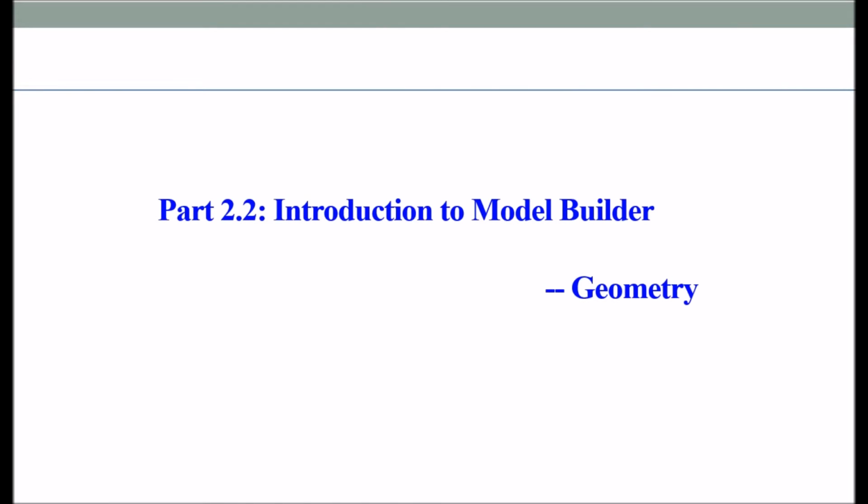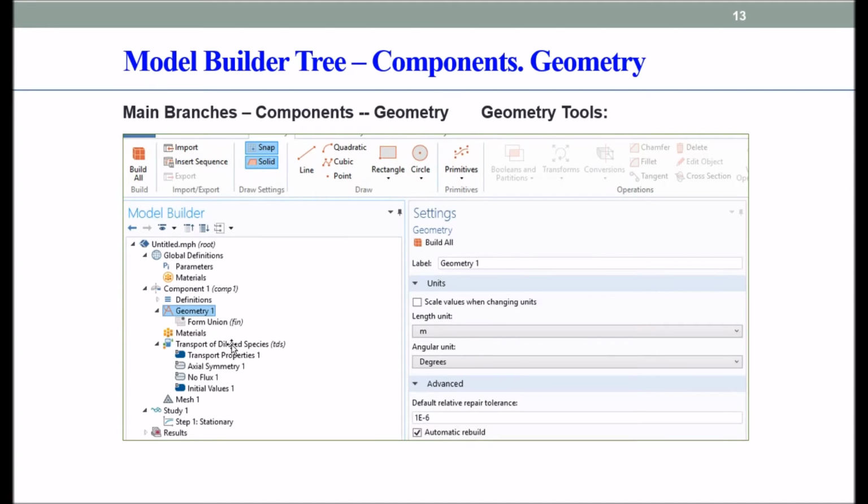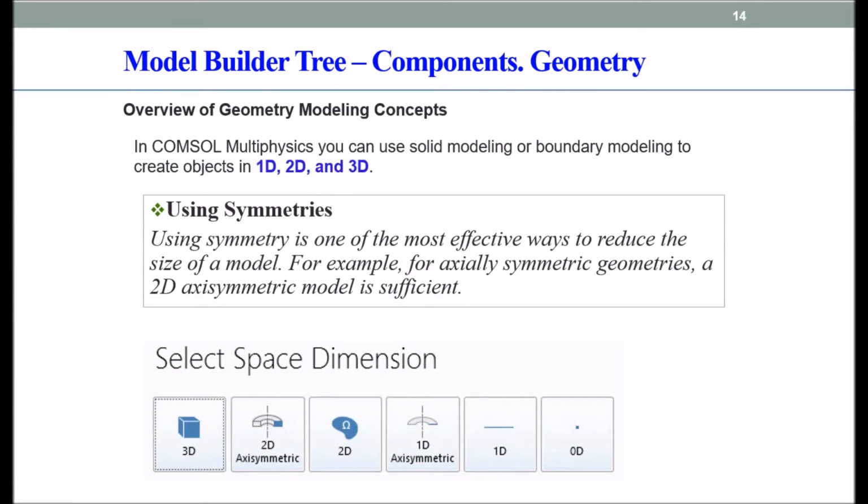Here we go through the geometry option. To build a geometry, you can always right-click on the geometry to select the geometry operation unit, like the rectangle, square, line, or even dot. But remember, the geometry is based on the space dimension you have selected in your model wizard process. For example, in the LPCVD, we use the 2D axis symmetric.